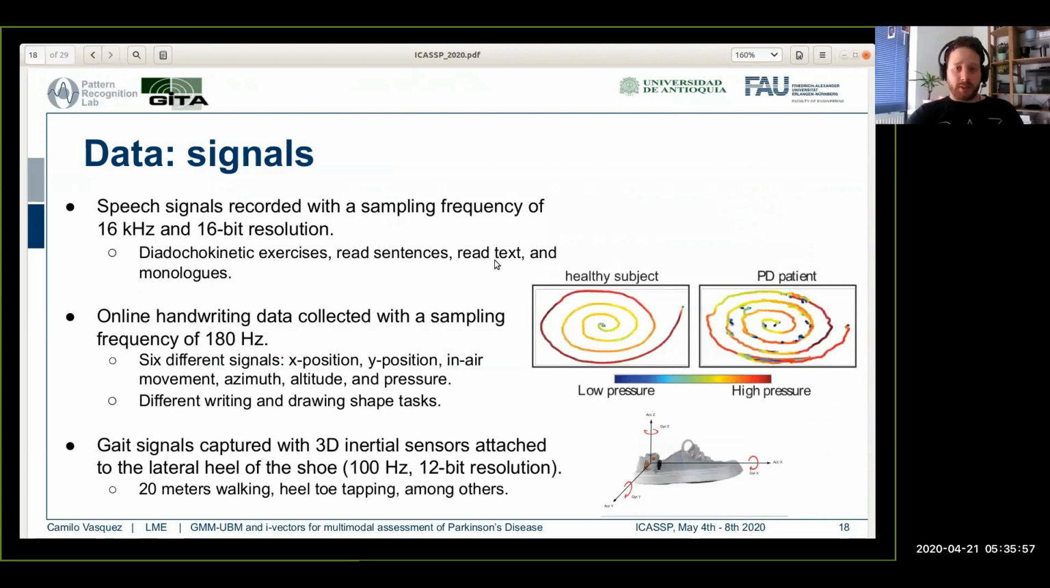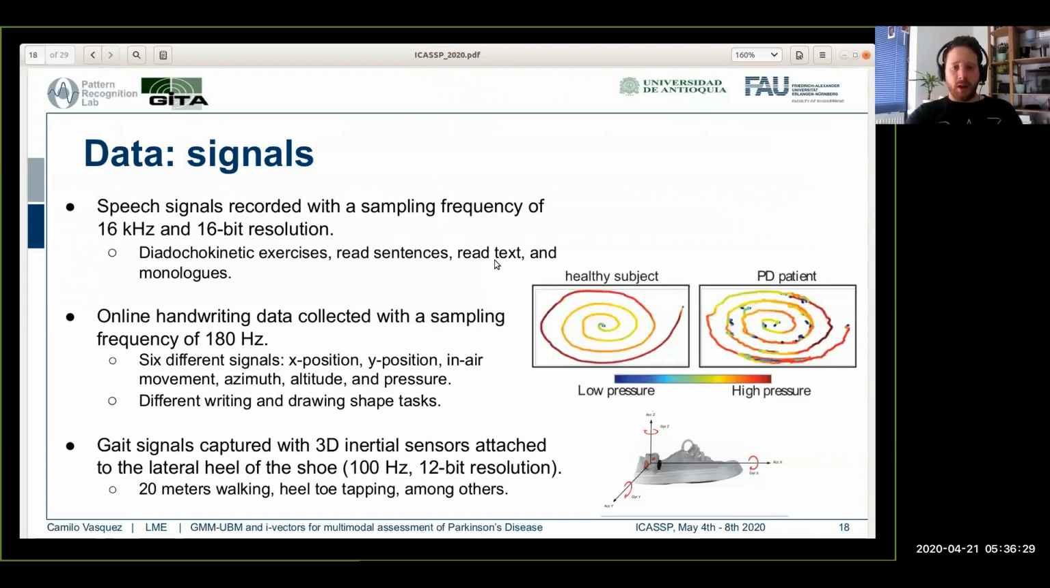The participants were requested to perform different diadochokinetic exercises like the rapid repetition of pataka, reading isolated sentences, and reading text or monologues. Online handwriting data were collected with a specialized tablet with a sampling frequency of 180 Hz. The tablet allows collecting 6 different signals, including the X and Y positions, inertial movements, azimuth and altitude angles, and the pressure of the pen.